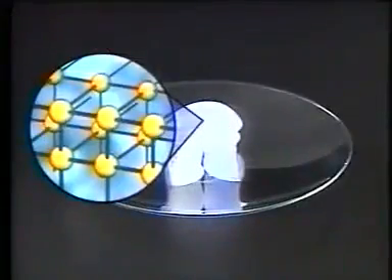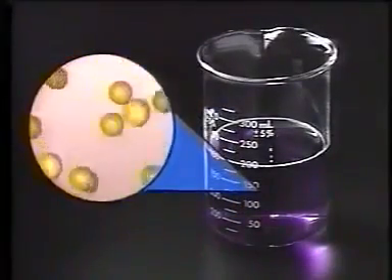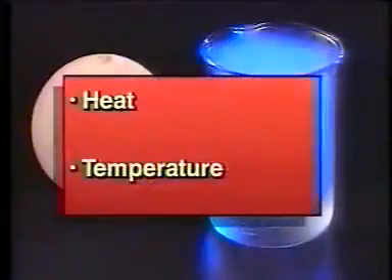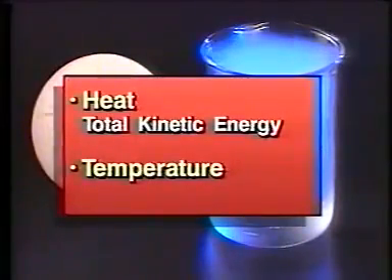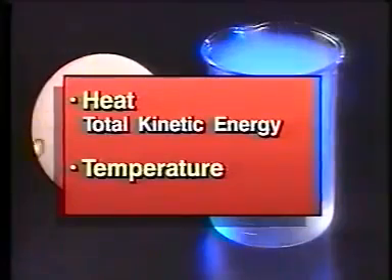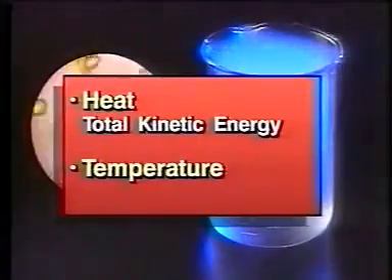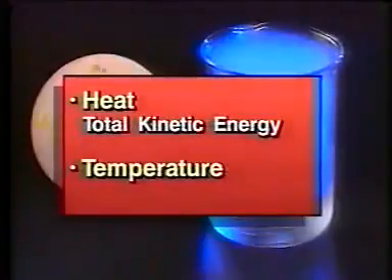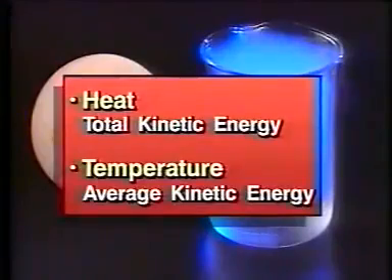All matter is in motion. The amount of energy it has will determine its phase. Now let's consider heat and temperature. They're not the same. Heat is the total kinetic energy of all the molecules in the substance. Kinetic energy refers to the energy of motion. This energy depends upon mass and the total speed of the molecules. Temperature, on the other hand, is a measurement of the average kinetic energy of the substance.